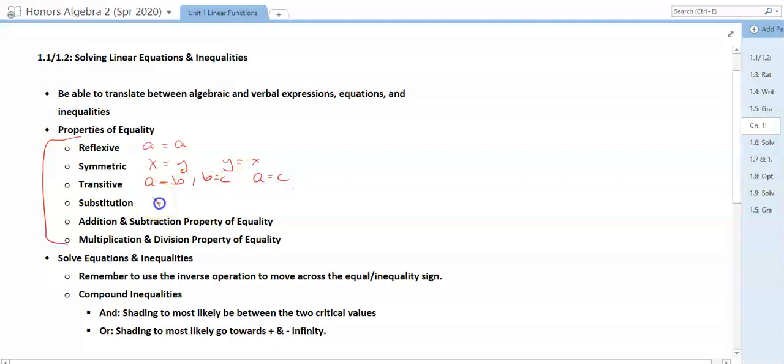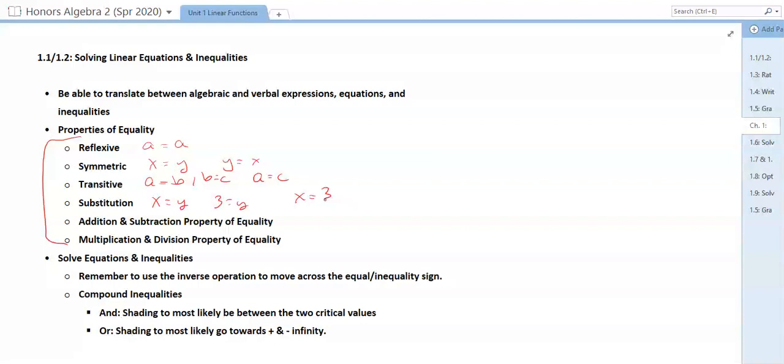Substitution means that if I have X is equal to Y and 3 is equal to Y, then I can say that X is equal to 3, right? Because I can substitute one in for the other. Or I can substitute in that X is equal to Y, right? Or we said that in the first.